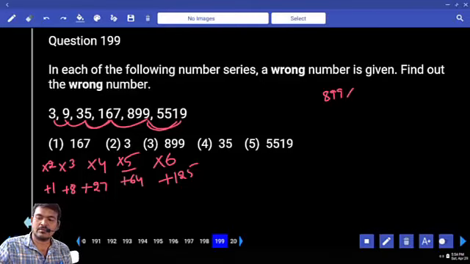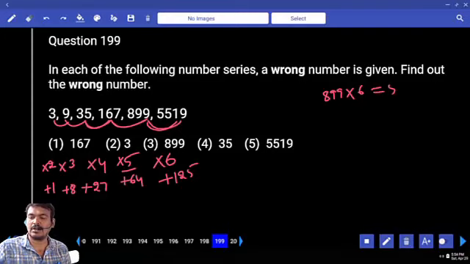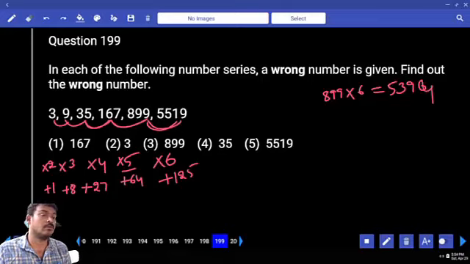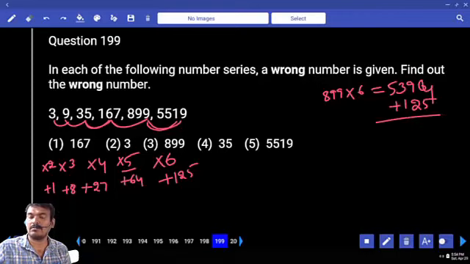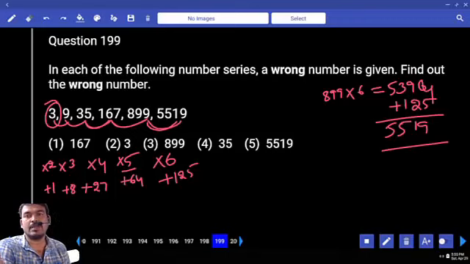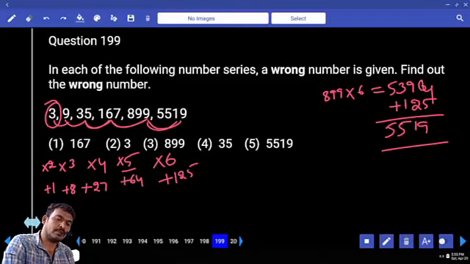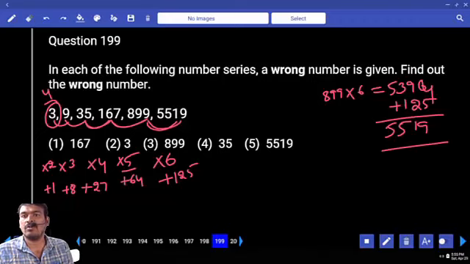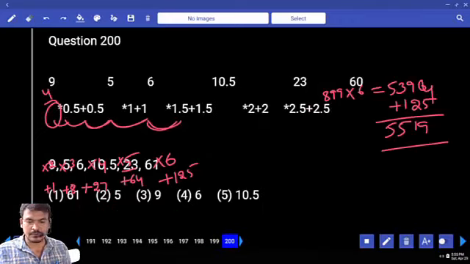899 times how much value? 6. It is 5400 minus 6, which means 5396. Then 5394. 5394 plus how much value are we adding? 125. Total it is 5519. Then what is the wrong number? 3 is the wrong number. After adding 1 it will become 9. 9 minus 1 is 8, 8 divided by 2 is 4. Means in place of 3, what is the actual value? 4.